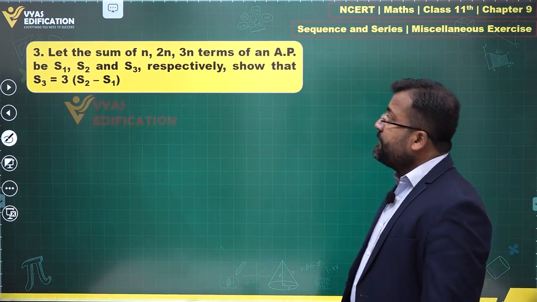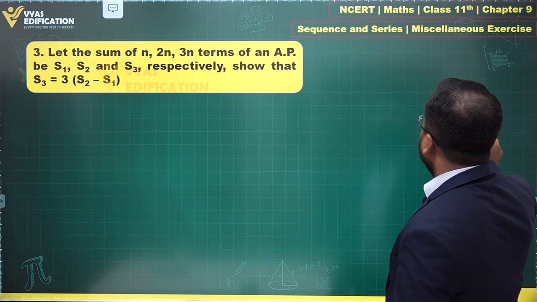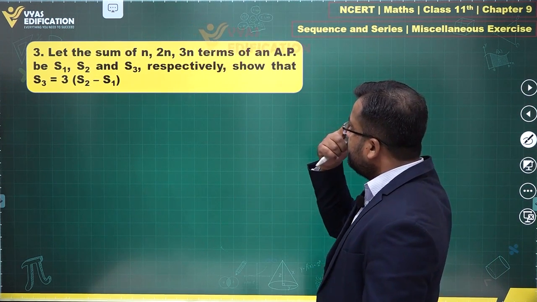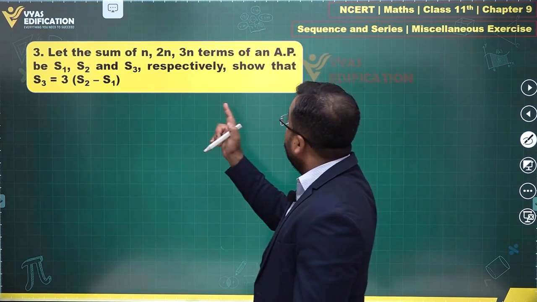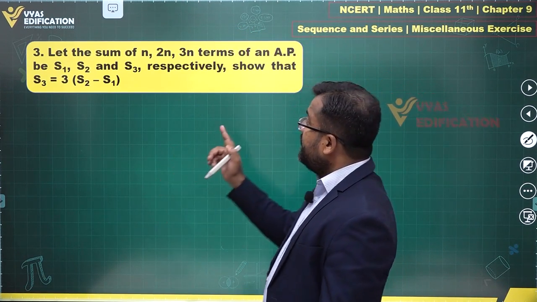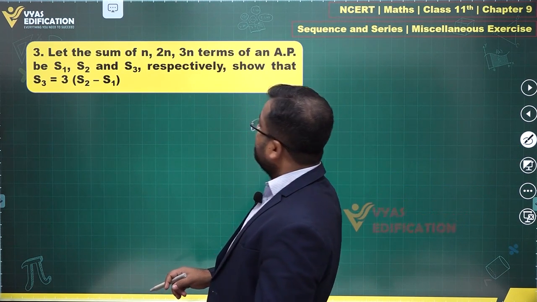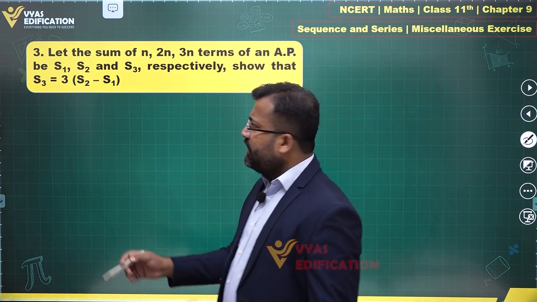Question number 3 says, let the sum of n, 2n and 3n terms of an AP be S1, S2 and S3 respectively. Show that this. Okay, for an AP, S1, S2, S3 are the sum of n, 2n and 3n terms of an AP and we are supposed to prove something, okay?